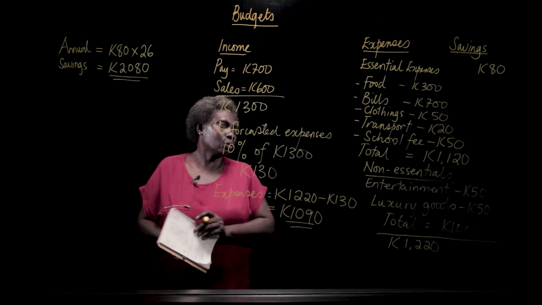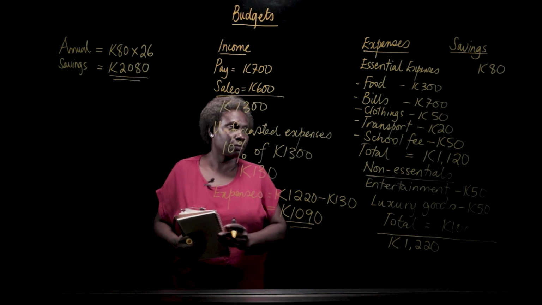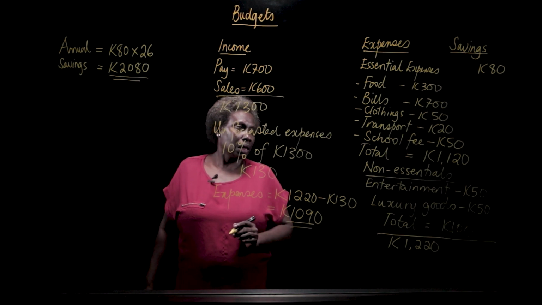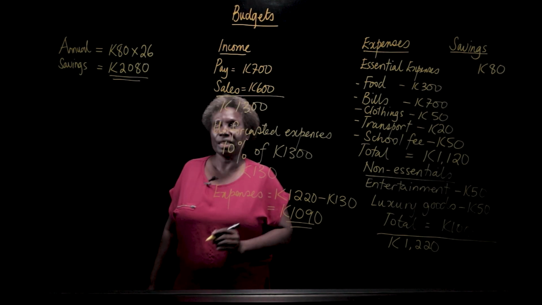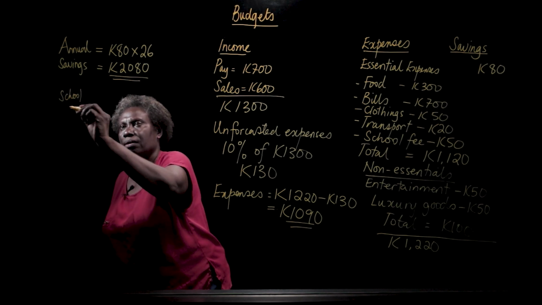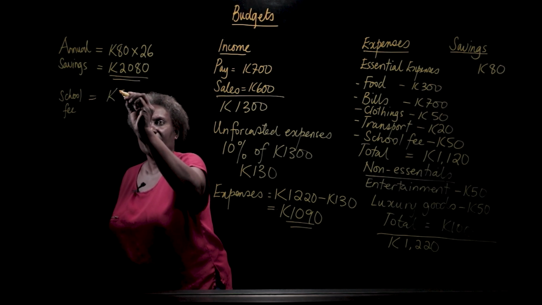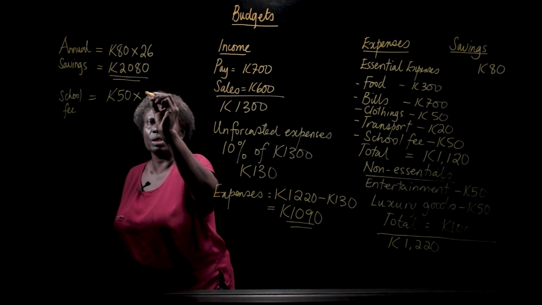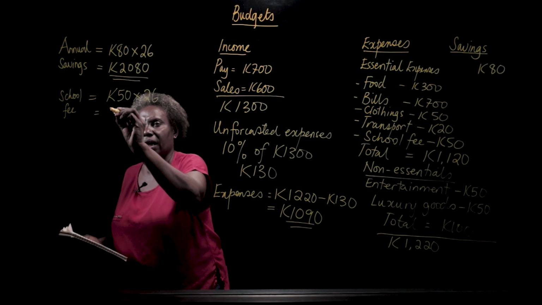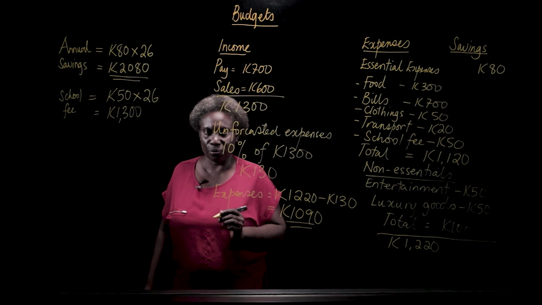Let's look at the amount that he saves for school fee. He saves 50 kina a fortnight for school fee. What would be the amount saved at the end of the year? For school fee, at the end of the year, because there are 26 fortnights in a year, 50 times 26 fortnights, he would have 1,300 kina for school fee.